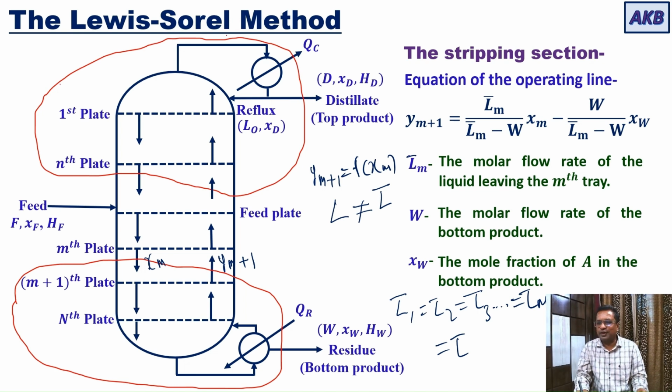The equation of the operating line for the stripping section is also used in the Lewis-Sorel method, and I have taken that equation directly. I have derived it in my earlier video on the operating line for the stripping section. Please watch that video, you will understand everything behind this equation.